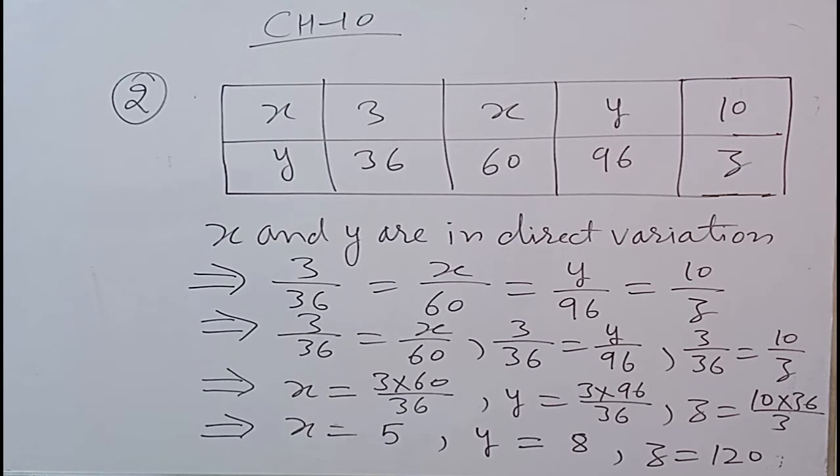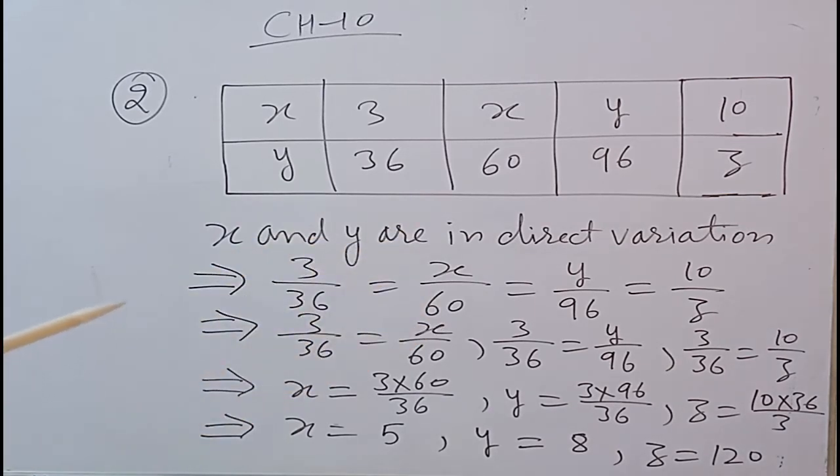Children, I am taking question number 2 of exercise 10a, in which x and y vary directly, and we have to find the values of x, y and z. I have written the sums. x is 3, y is 36; x is x, y is 60; x is y, y is 96; x is 10, y is z. As x and y are in direct variation, 3 upon 36 equals x upon 60 equals y upon 96 equals 10 upon z.